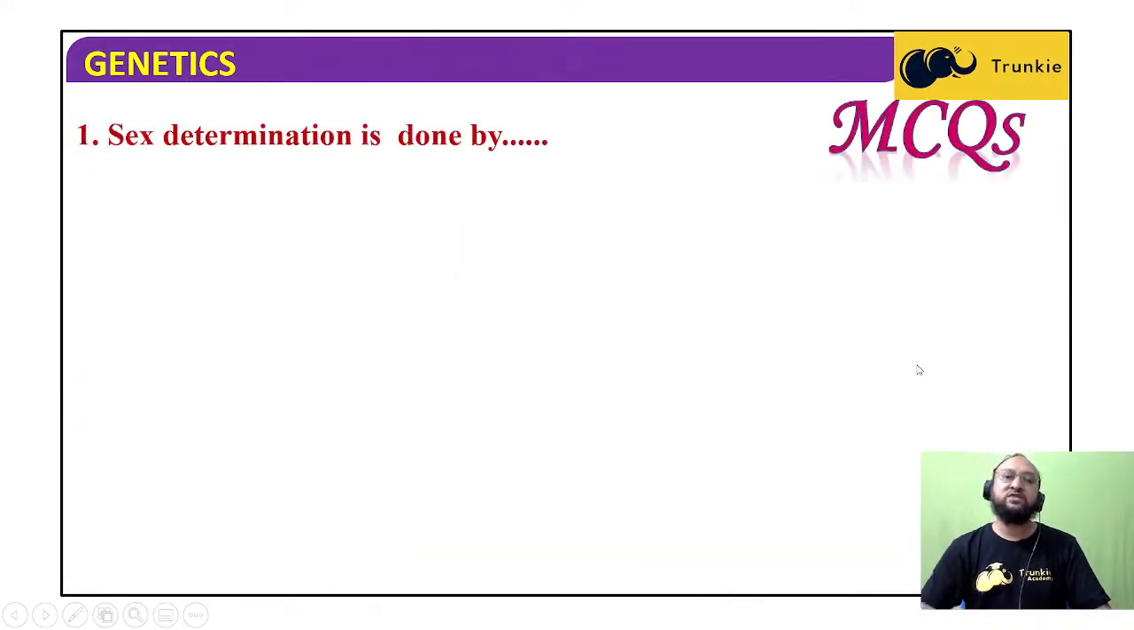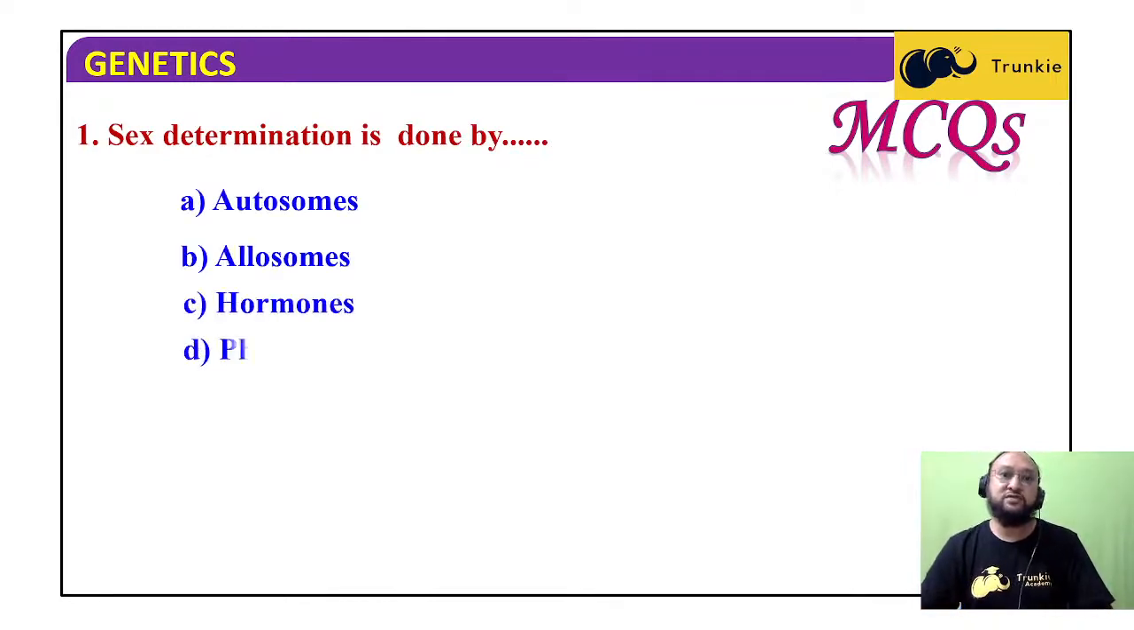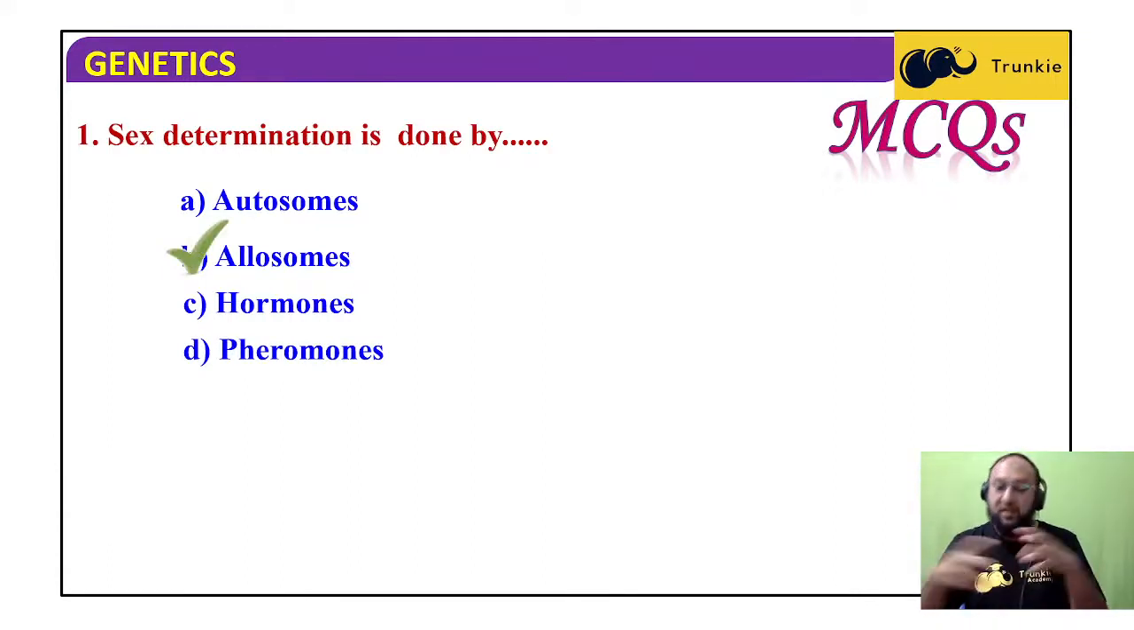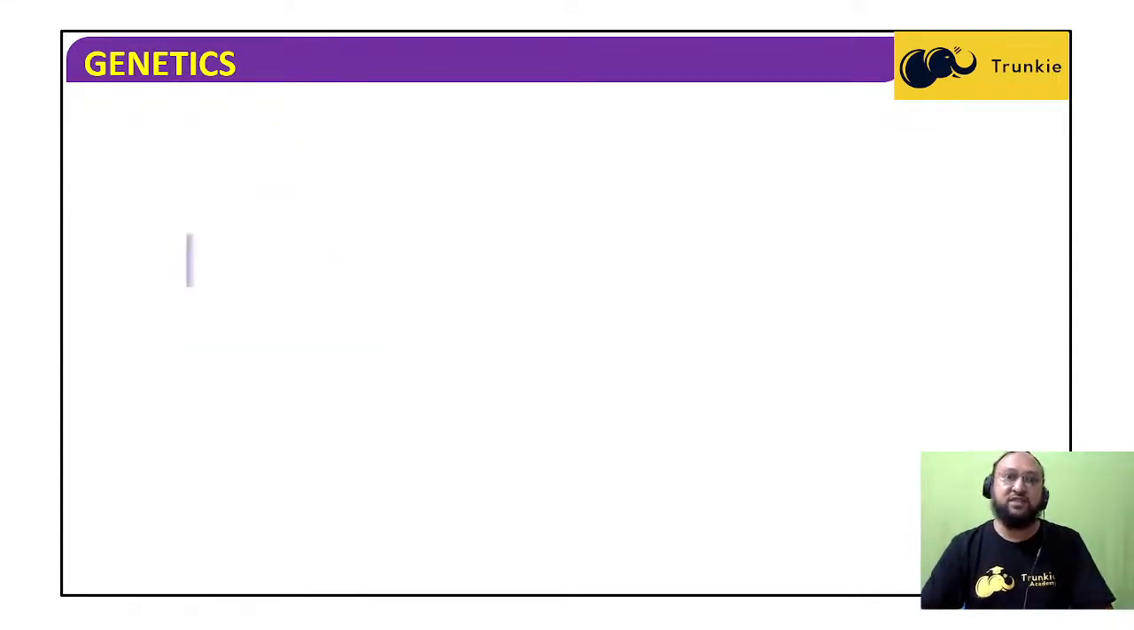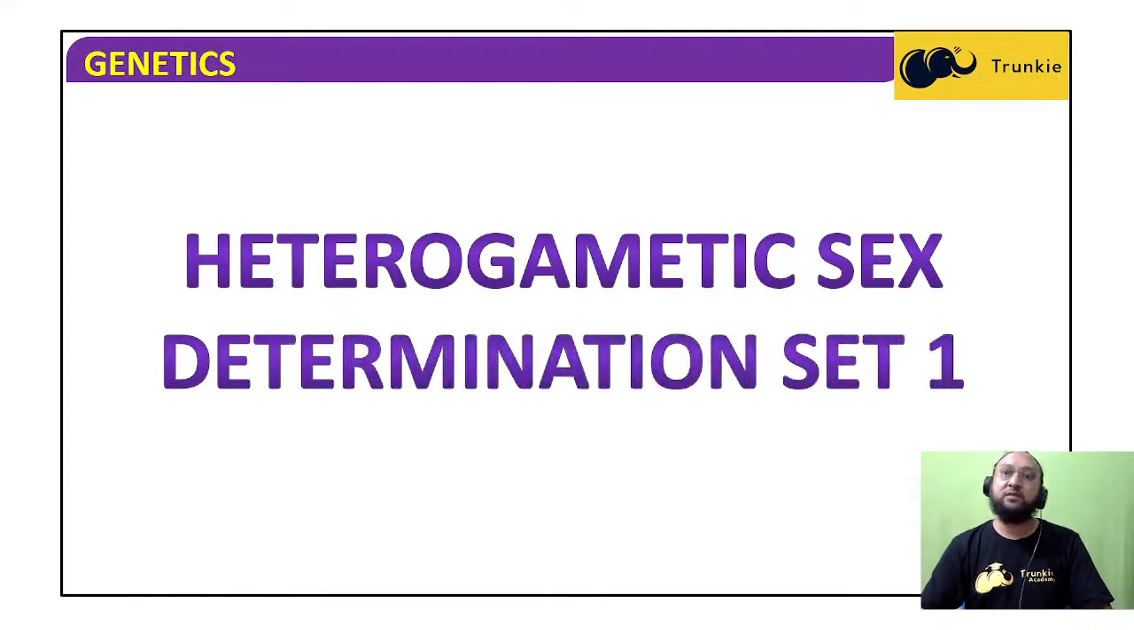Now, the question we will try to solve: sex determination is done by autosomes, allosomes, hormones, or pheromones. Very easy question. It is allosomes, because the sex chromosomes are also called allosomes, and the other chromosomes are called autosomes. Hormones do not determine sex; they play a role in control and coordination. Pheromones are other chemical organic substances released by some organisms for attracting their opposite partner.